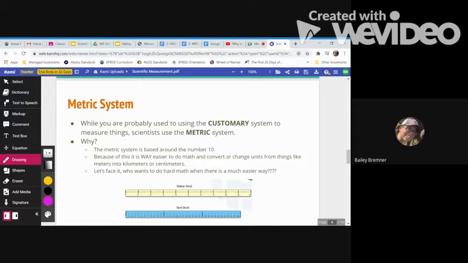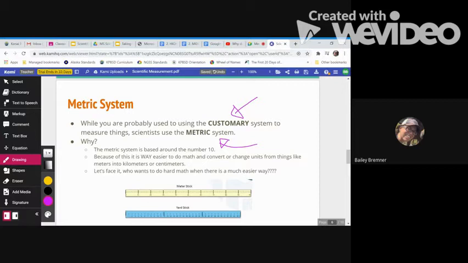You're probably used to the customary system. That's what we use here in the United States. Inches are an example, feet are an example. I'm going to show you more examples in a minute. What all scientists all over the world use is called the metric system. And you've probably heard of the metric system too.